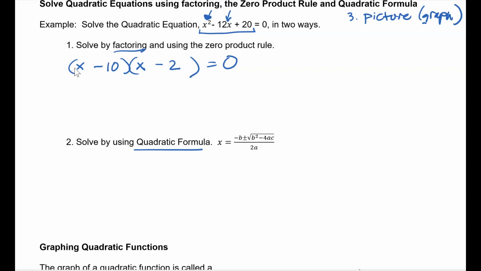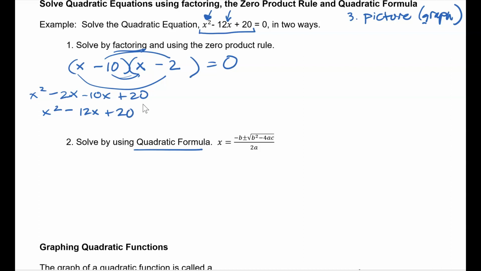So x times x, so first in the FOIL, is x squared. Outer is minus 2x. Inner is minus 10x. Last, minus 10 times minus 2 is a positive 20. And if you simplify that, combine these two inner terms, you end up getting what we started with. So this is basically another way to write this quadratic function.